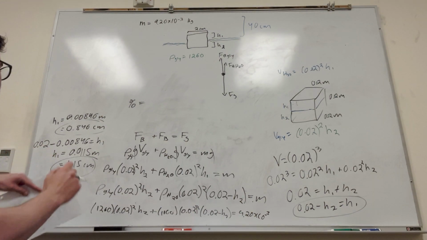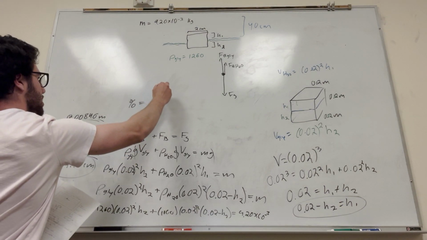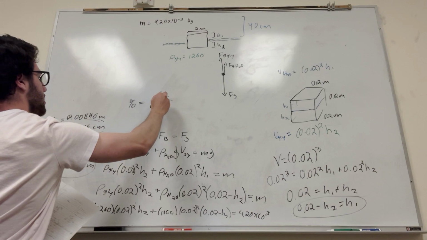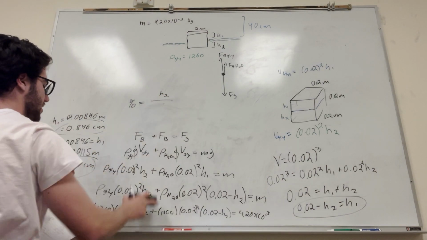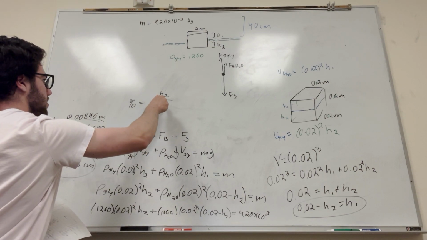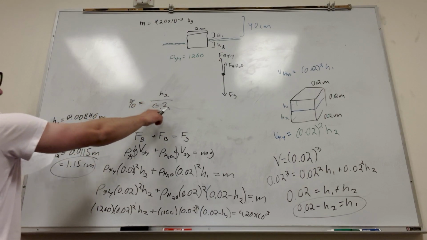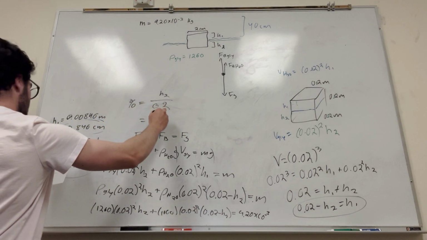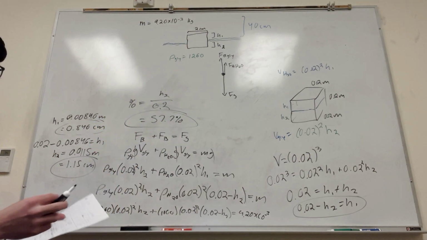Oh, I got my heights mixed up. This is height 2. So that's going to be h2 over h1 plus h2, which we know h1 plus h2 is equal to 0.02, right? So if you divide this number by 0.02, you're going to get 57.7%. There you go. That's your final answer.